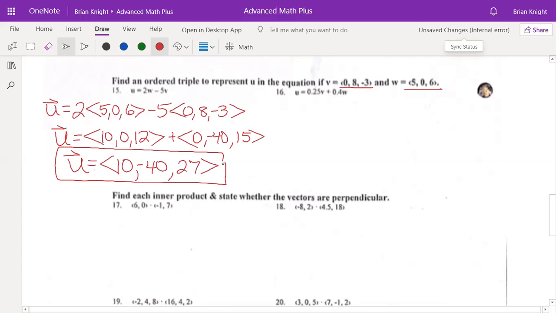And you don't have to find the magnitude on these. Dang, this lesson's so much easier than I thought it would. Okay?